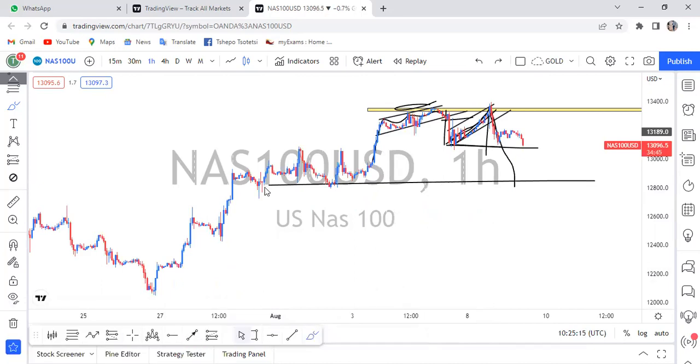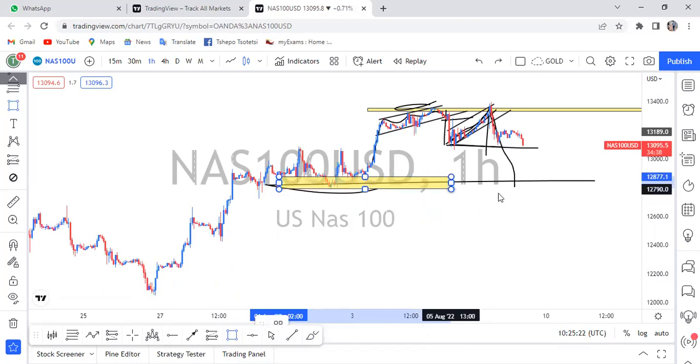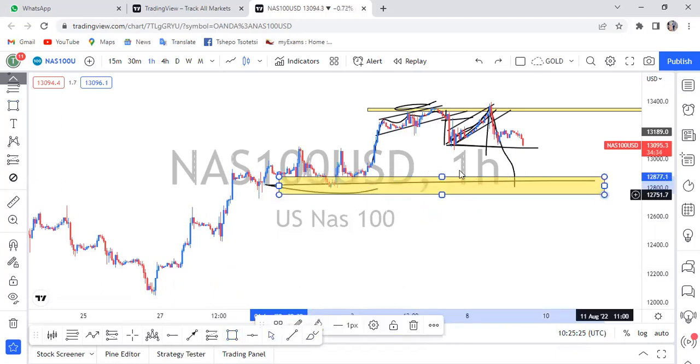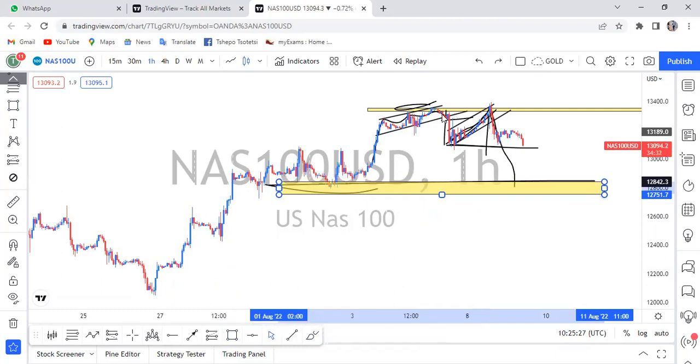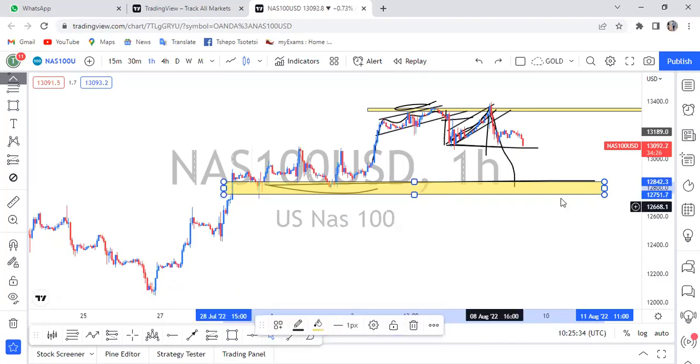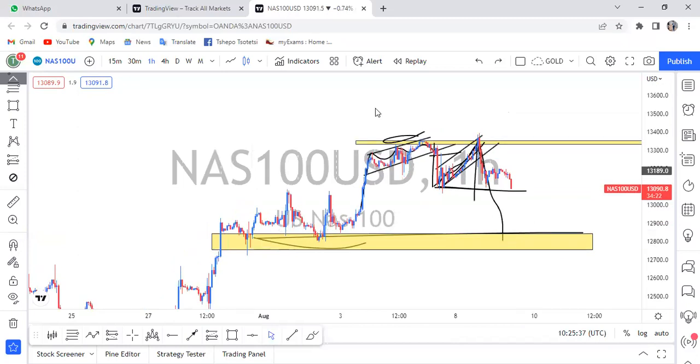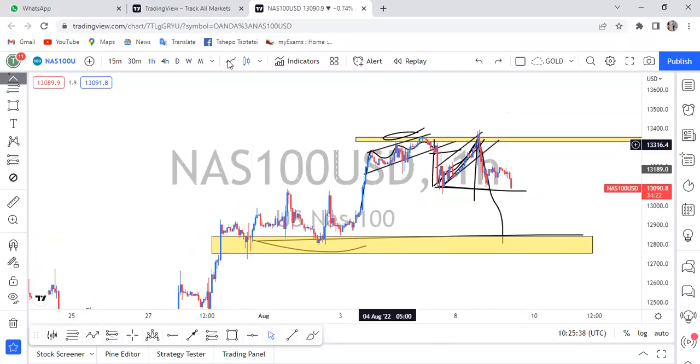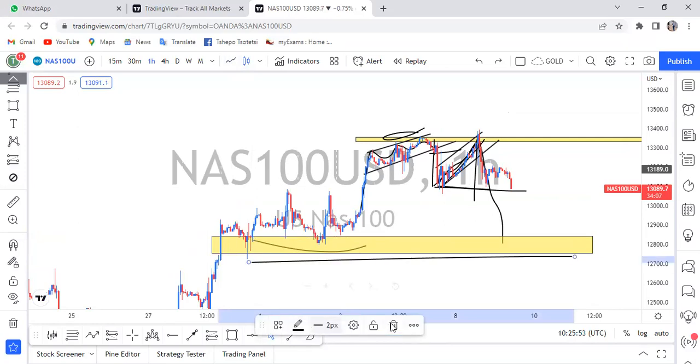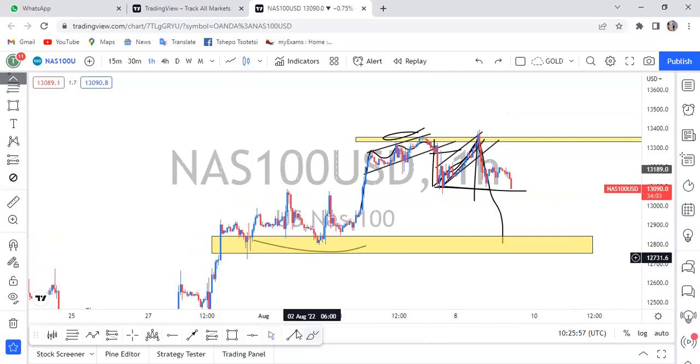Okay. Sure. So let's say here we have our support. This is considered as support. So what do we see here? What do we see here, guys? We have a double bottom. We can see a first leg here. This was our first leg. And this is our second leg.